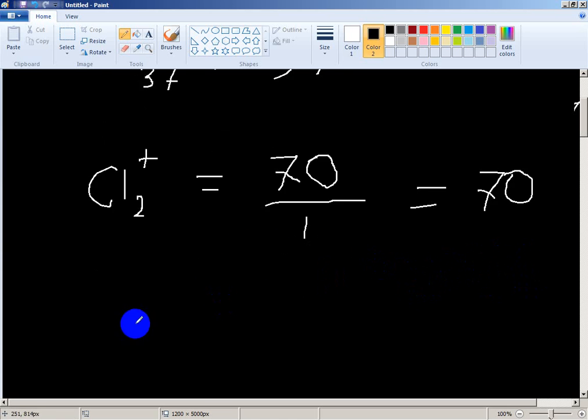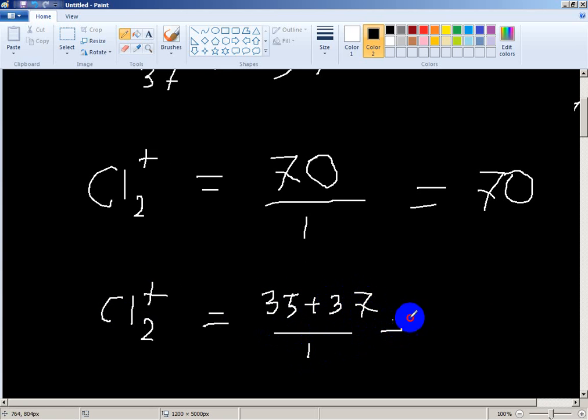When one chlorine-35 and one chlorine-37 join, what will be the mass to charge ratio? The mass to charge ratio is 72.